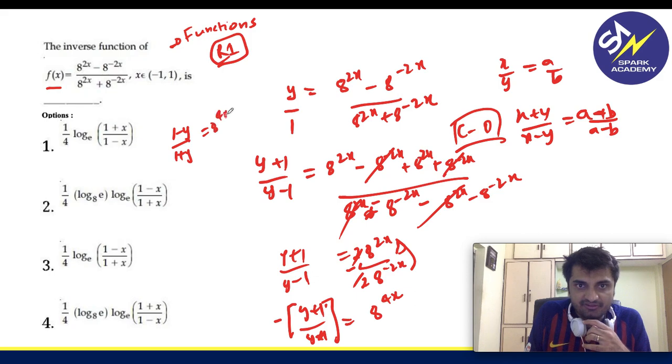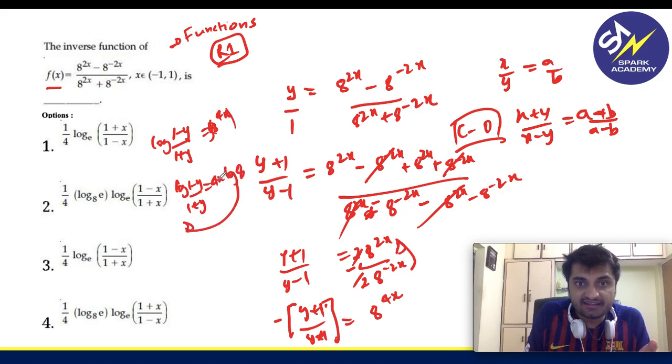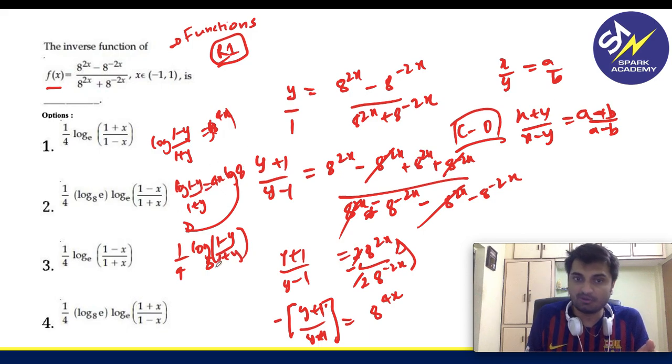Now you can apply log on both sides, right? I'll just put a log. So what will I get? Log of 1 minus y by 1 plus y equals 4x log 8. Or this log 8 I can send, 4 I can send. So 1 by 4 log of 1 minus y by 1 plus y to the base 8, because this is like log a by log b.